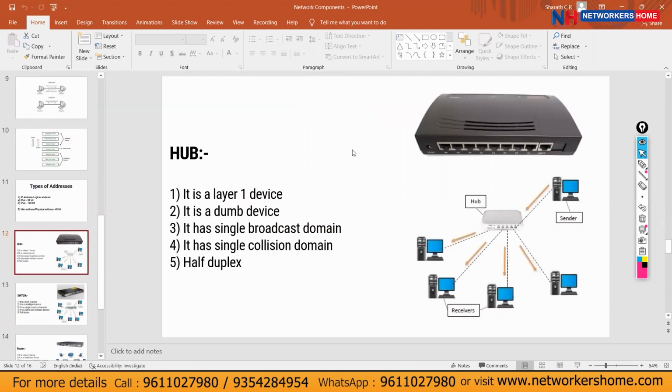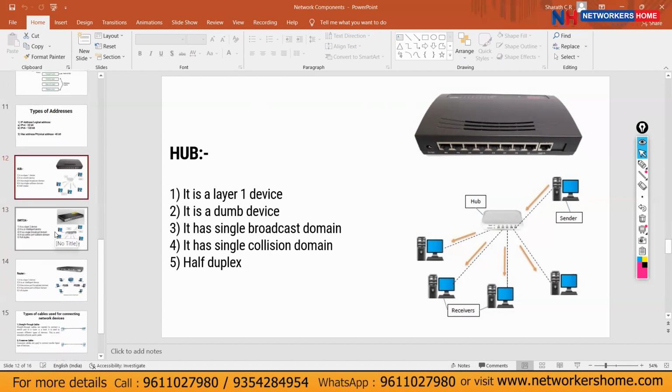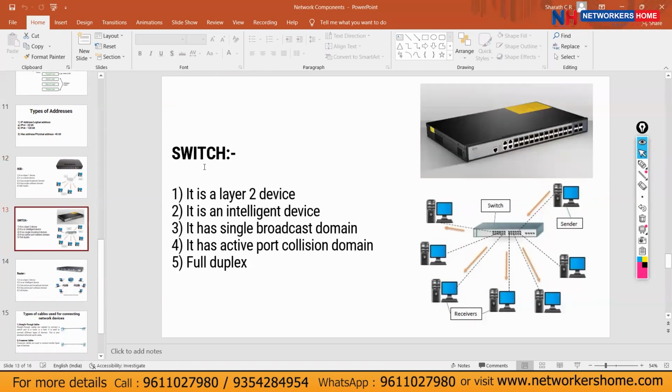Then hub. What is a hub? We saw these 5 characteristics. Hub is layer 1 device. It's a dumb device. Okay. It has single broadcast domain. It has single collision domain, and it works on half duplex. To overcome hub issues, we introduced switch. Okay. Switch, what are the characteristics? It is a layer 2 device. It is an intelligent device. It has single broadcast domain. It has active port collision domain, and it is full duplex.